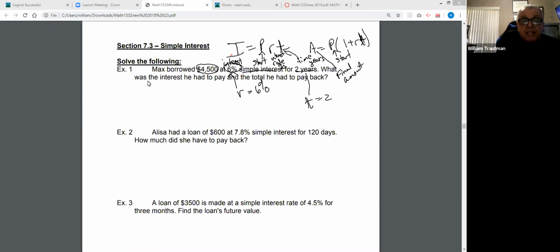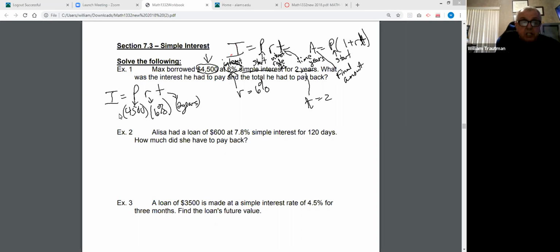We want to know what is the interest he had to pay. Well, the formula: interest equals the starting amount times the interest rate times time. The starting amount is the amount that you borrowed, right? You started off and you owe that amount, $4,500. That's the principal, the starting amount. The interest rate is 6%. And the time is 2 years.